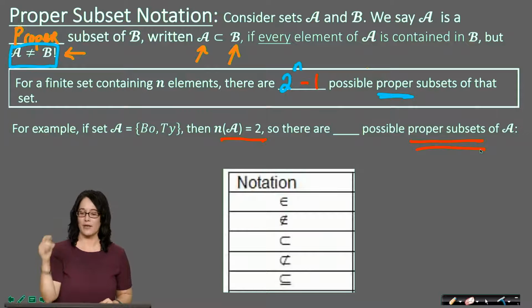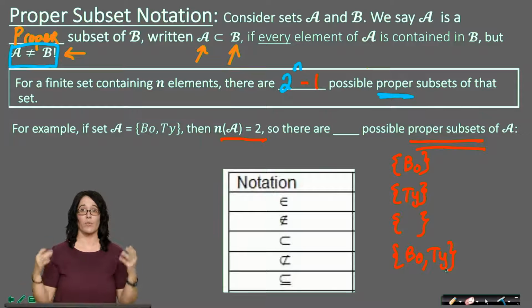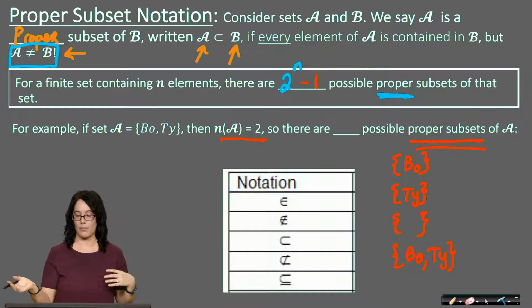Proper subsets of A. Well, again, we can do all the listings, right? We could say, well, we could have Bo by himself, okay? Or we could have Ty by himself. Or we could have nobody. Or we could have Bo and Ty. This is how we performed our subsets last time, right? One person, nobody, both people, right?